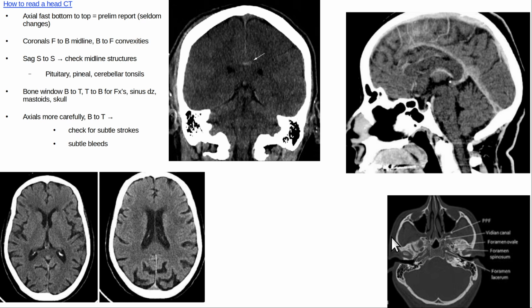So anyways, I go through the axials, I go through the coronals, then I go through the sagittal brain, and then I look at the bone window. The bone window is windowed differently to emphasize the bones themselves. It's also a good sequence to look at the paranasal sinuses. Is there evidence of sinusitis with a fluid level or bubbly secretions? Is there evidence of fluid accumulating in the mastoids?